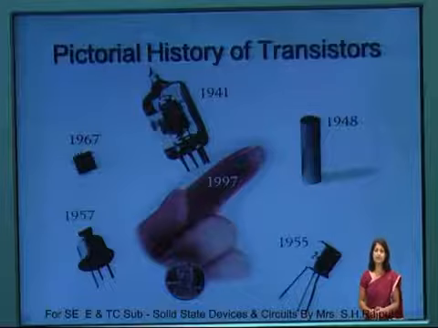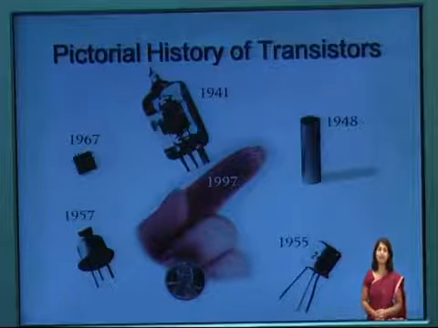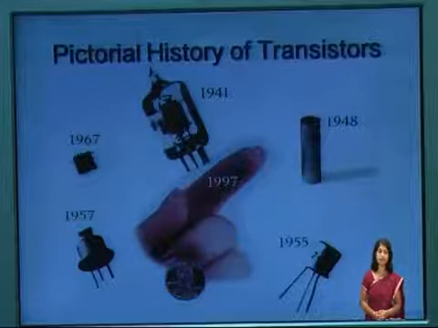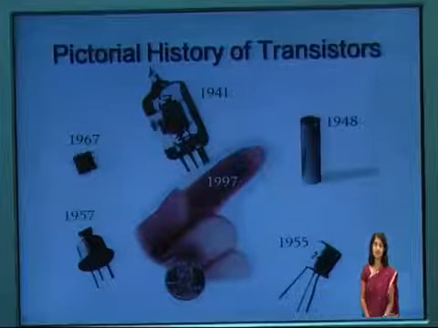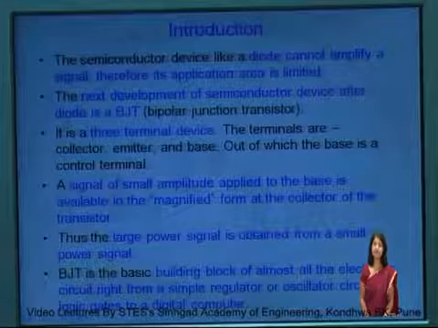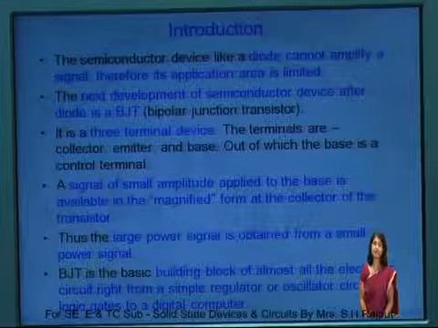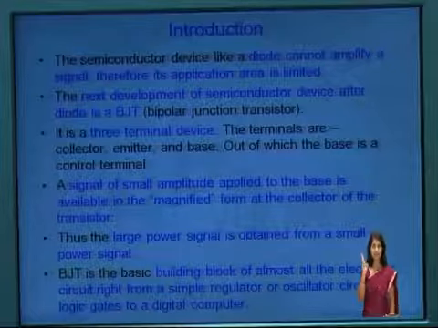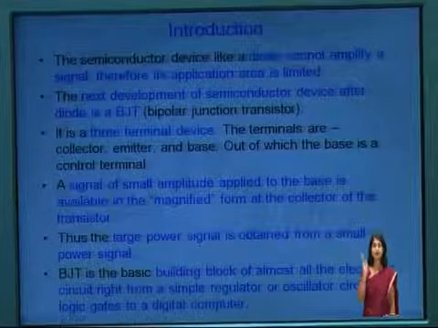Semiconductor devices like the diode can't amplify a signal, so they have a restricted area of application. So the next development of the semiconductor device is a transistor, that is called as BJT. It's a 3-terminal device in which the first terminal is the base terminal, the second terminal is the collector terminal, and the third terminal is the emitter terminal.